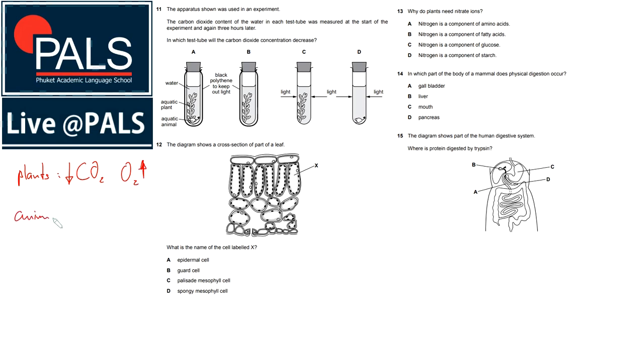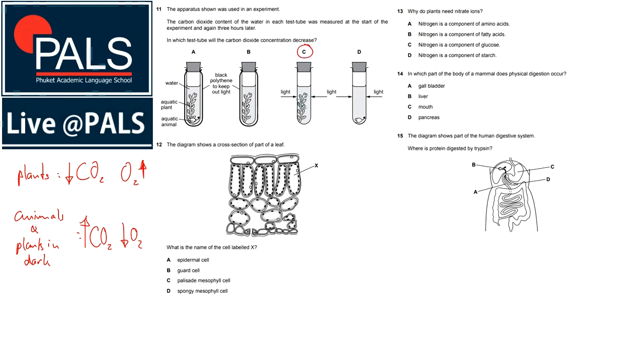Animals. And as well, plants in the dark respire, and therefore they release carbon dioxide to the surrounding, and they would absorb oxygen. So the only thing that makes sense here is C.